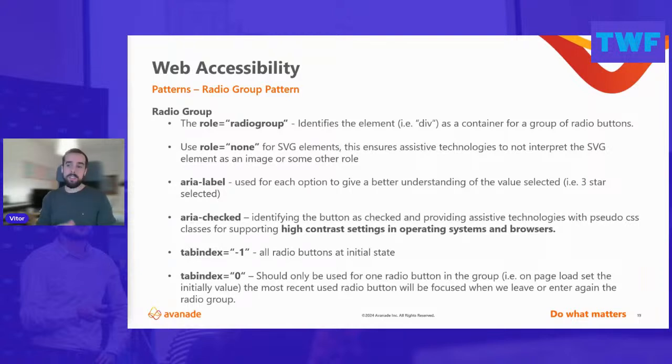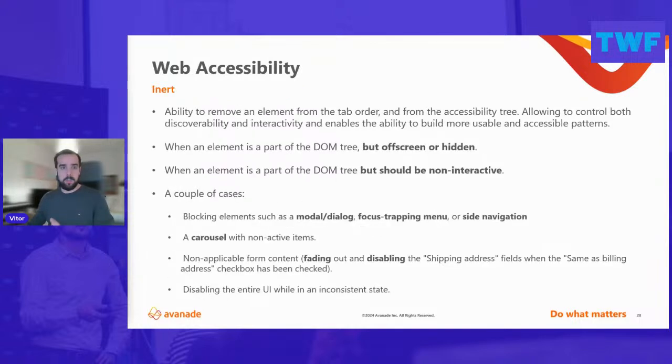Tab index -1. This is also very popular to use on the radio groups because this is kind of like the initial state for the radio buttons, and the tab index as well 0, just to get some tab navigation to get the focus onto the element and so on. Yeah. So just quickly brushing up on those things.